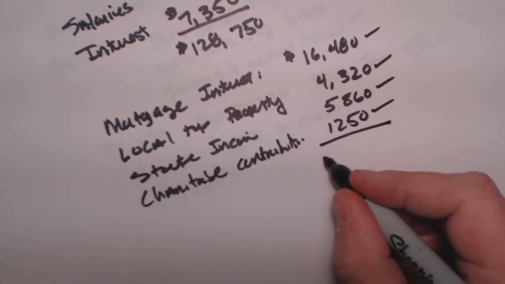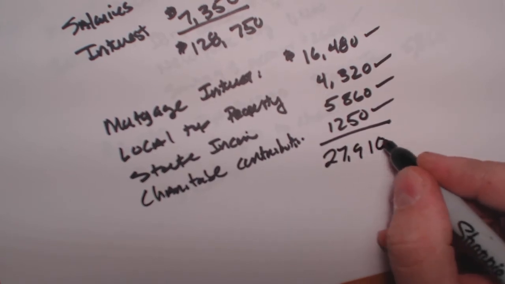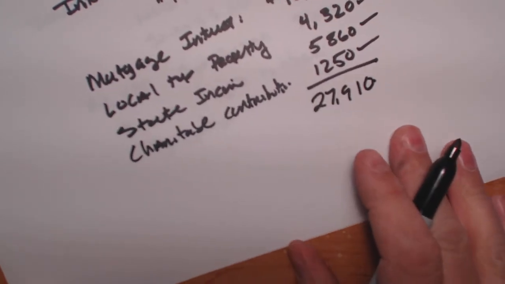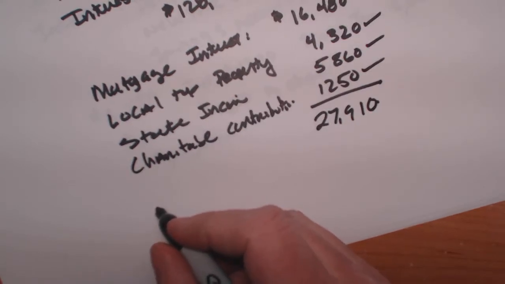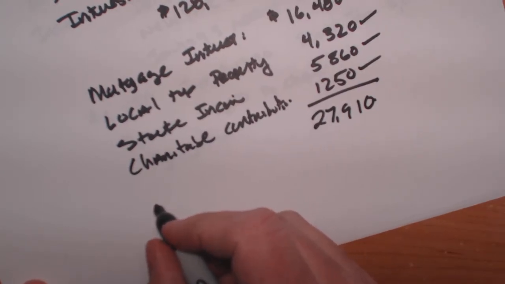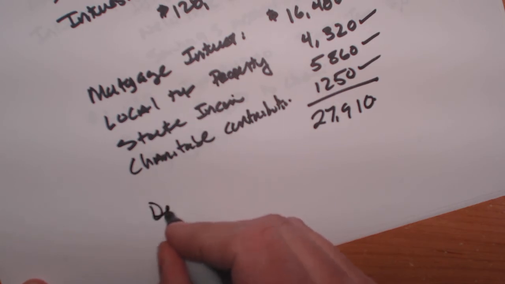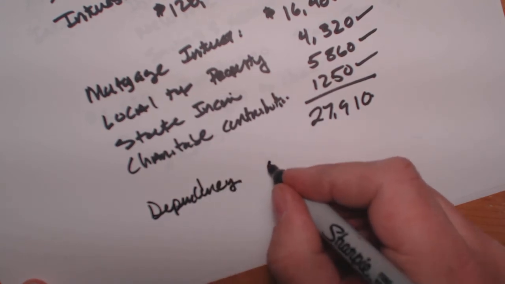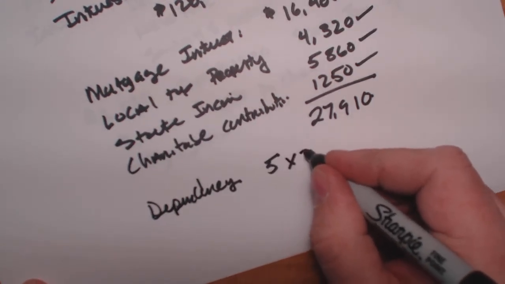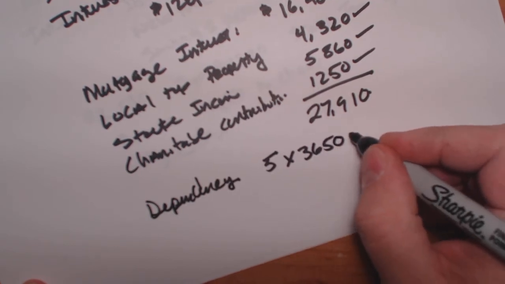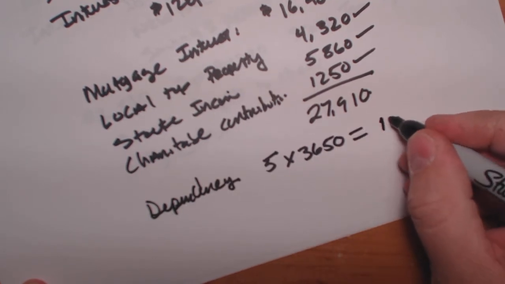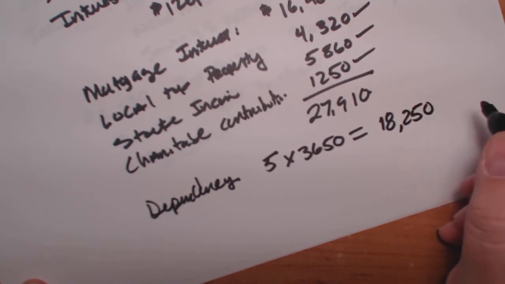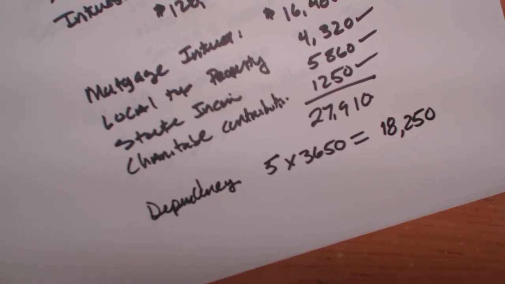Well, what we do is we add these up, $27,910. Now we know they also have how many kids? It is 3 kids and the 2 of them, so there are 5 people. For dependency, as they call it, that's 5 times $3,650, and that is $18,250 for what we call the exemptions for the 5 people.